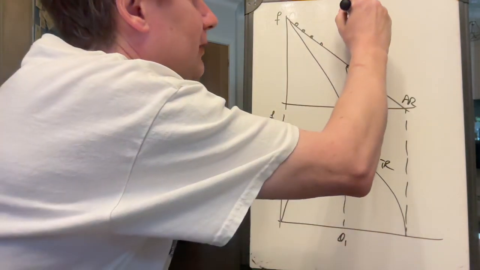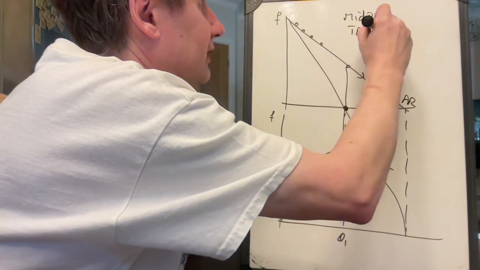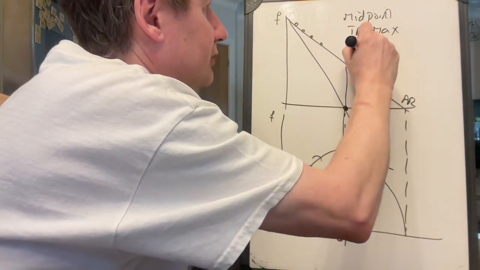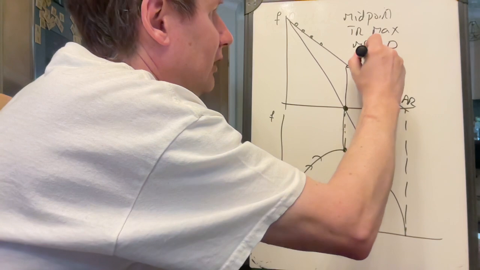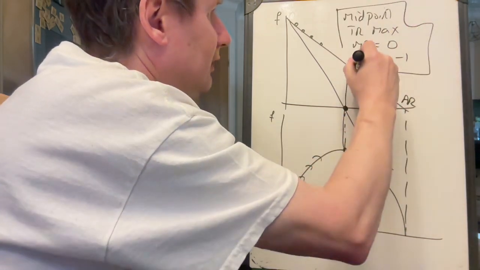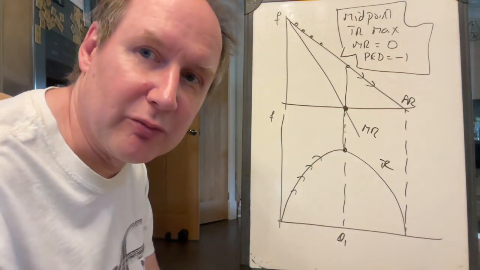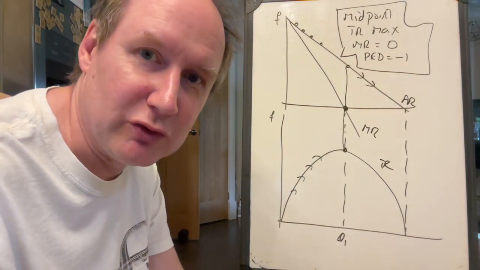So at the midpoint of the demand line, we know that total revenue is maximised, we know that marginal revenue is 0, and we know that price elasticity of demand is equal to -1. And again, that bit about PED being equal to -1, you can prove mathematically, should you so desire.